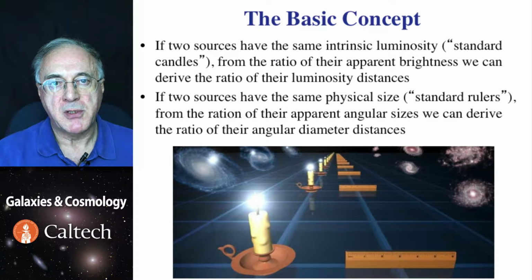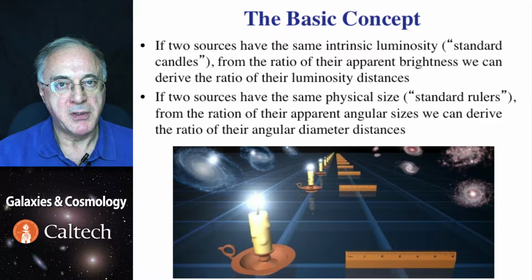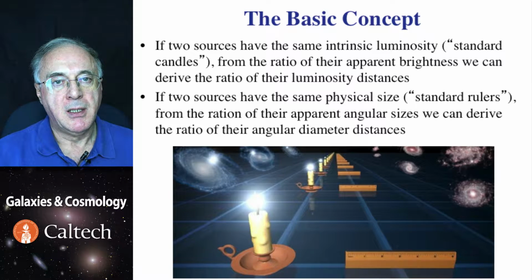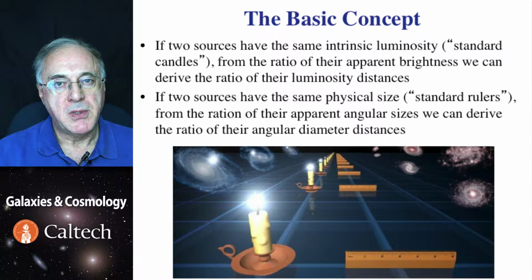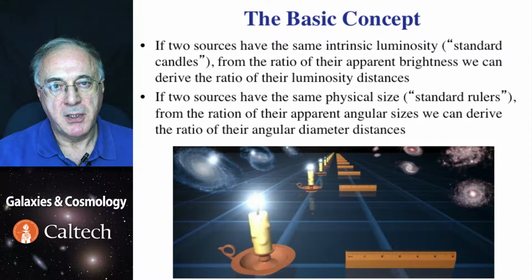Similarly, if we have objects of a standard size, like a ruler that is always the same size, and observe it at different distances from us, the ratio of the angular diameters will be equal to the ratio of the angular diameter distances. So we could use standard rulers to determine the relative distances to objects we're looking at.